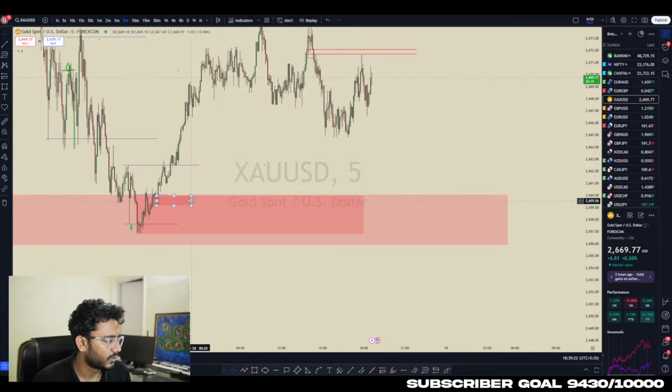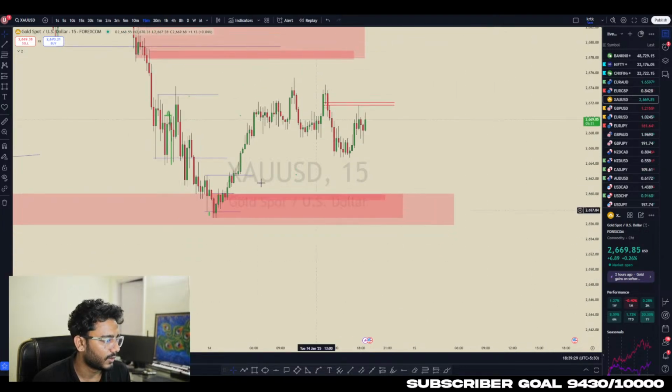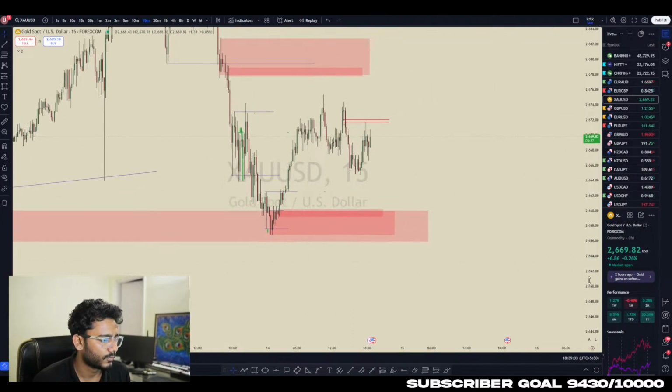So this is the order block and this is the whole zone. So I want price to tap at this area and give us a confirmation, so we can enter at this area. So I'll increase the height of this order block. Let's see.